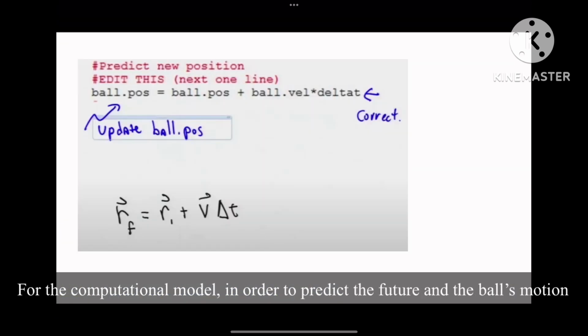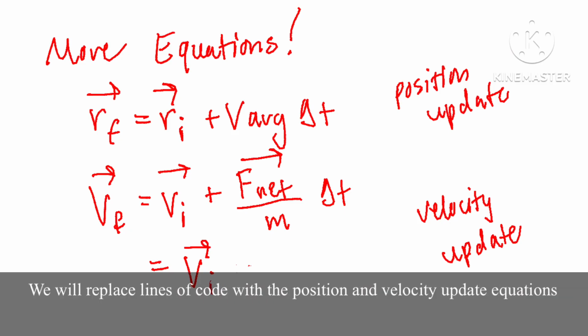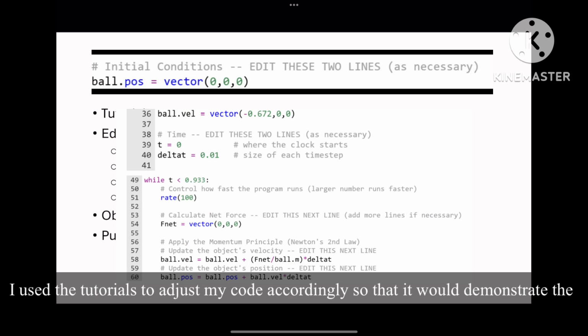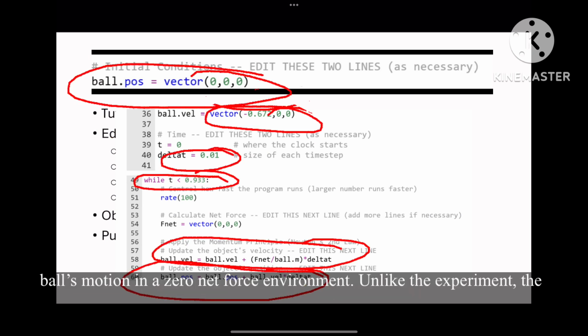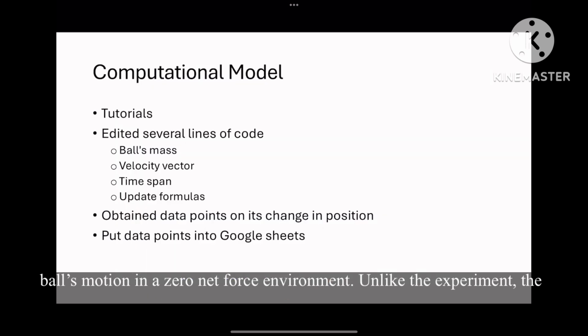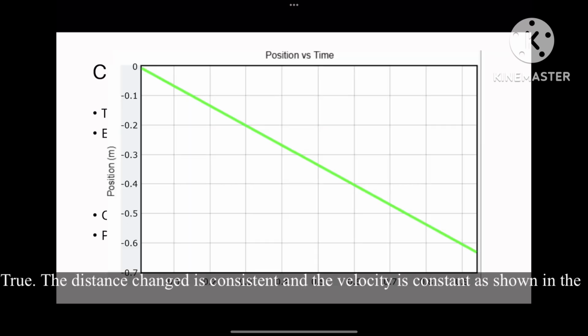For the computational model, in order to predict the ball's motion, we replace lines of code for the position and velocity update equations. I used the tutorials to adjust my code accordingly so that it would demonstrate the ball's motion in a zero net force environment. Unlike the experiment, the computational model is perfect for running situations in which Newton's laws hold true. The distance change is consistent and the velocity is constant, as shown in the graph.